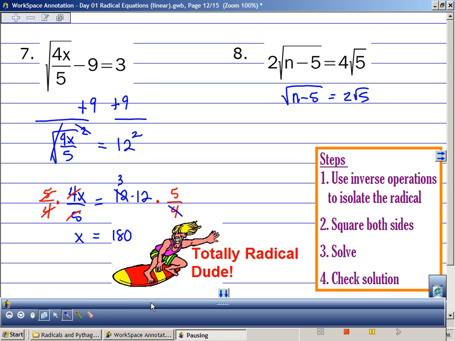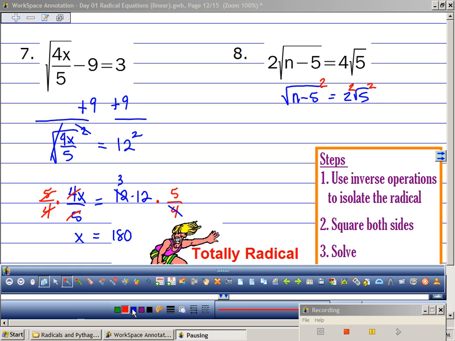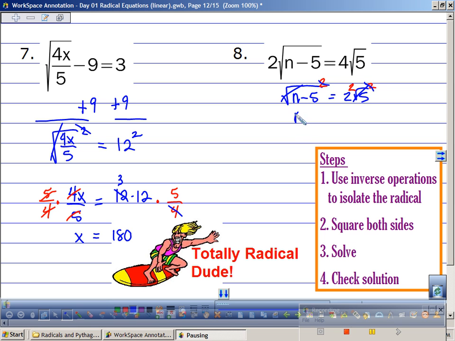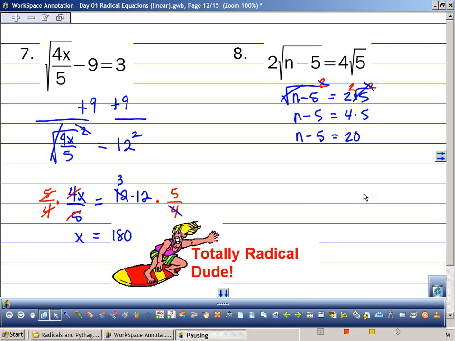You square it. Square everything. Square this, square this, square this. This cancels. That cancels. What's left over? N minus 5 equals 4 times 5, which is 20. N minus 5 equals 20. Add 5. N equals 25. And then you would check it.